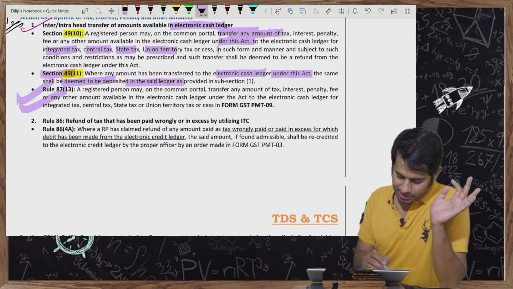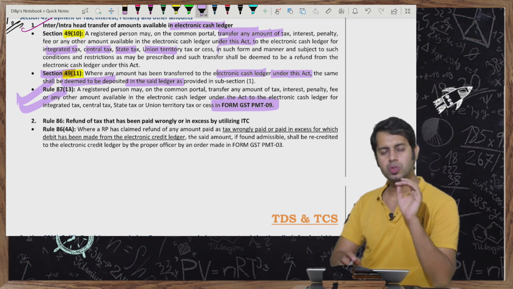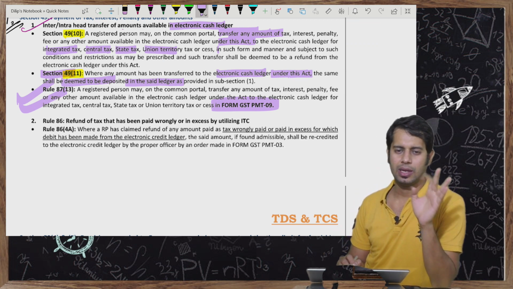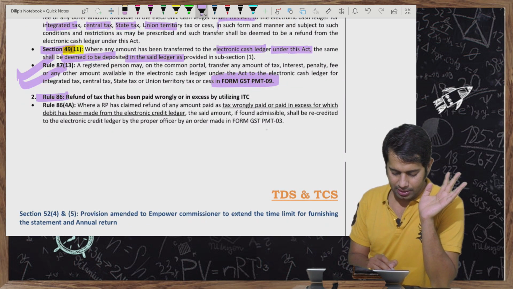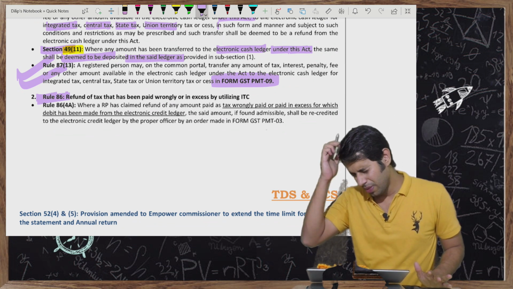There is this rule. What is the form which you should use? Form GST PMT-09. This is important from an exam perspective. Then rule number 86. Rule number 86.